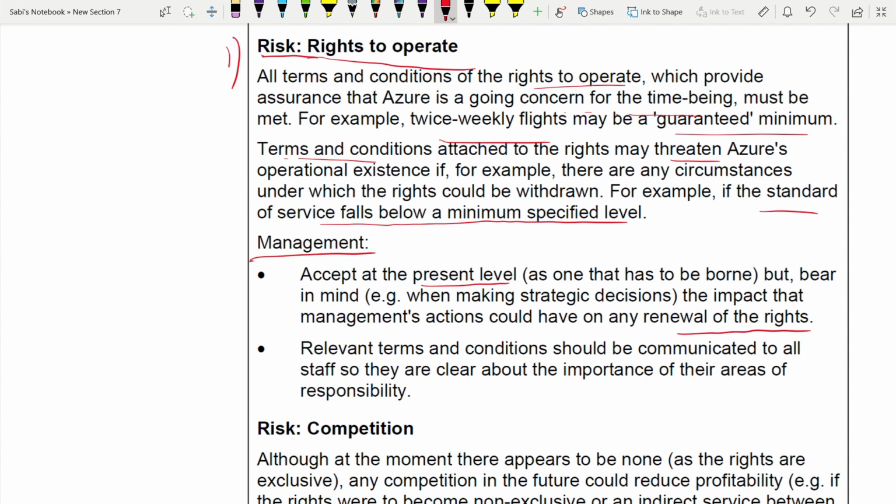Next, the relevant terms and conditions should be communicated to all staff, so that you are not threatened under any particular situation. Make sure whatever terms and conditions there are for you to get the right to operate are communicated to all staff, so all staff know that they have an importance in their area of responsibility. This is how you can manage this risk.